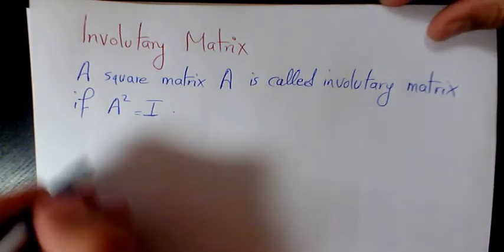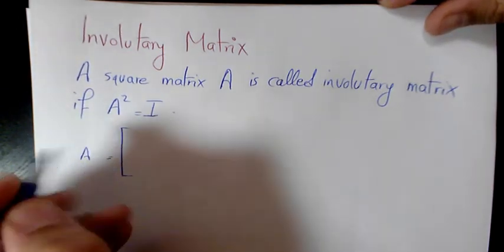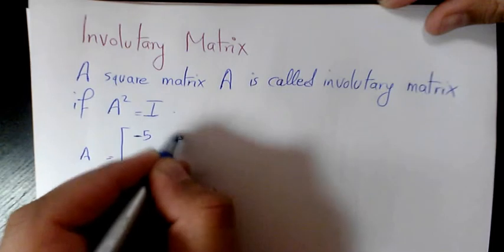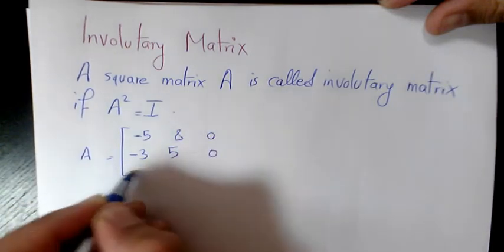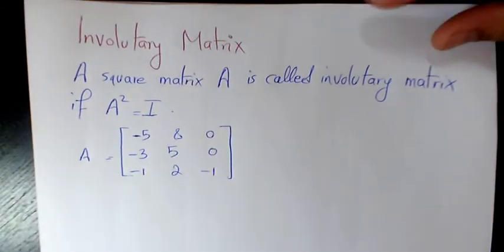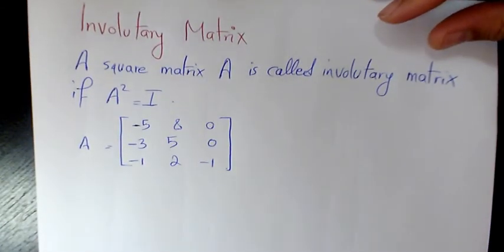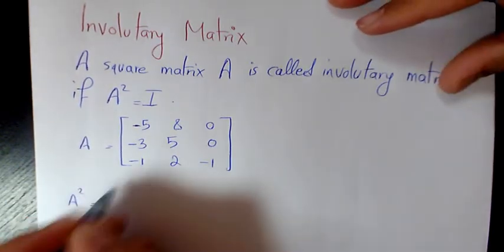Let's see an example. A is -5, 8, 0, -3, 5, 0, -1, 2, -1. We want to find out if this matrix is an involutory matrix. So we need to find A squared.